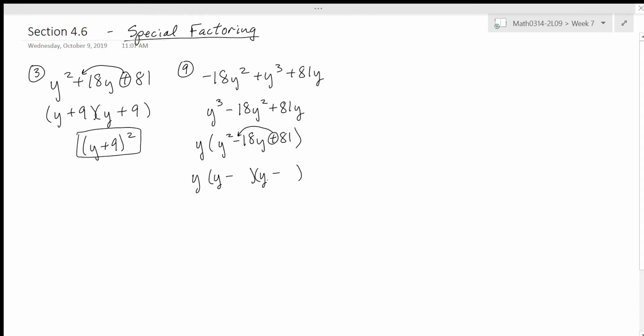Y and Y, and the numbers? And is this another perfect square trinomial? So we can simplify that one more step, like so. Anybody have any questions about that one? Questions so far? All right, next problem, number 33.